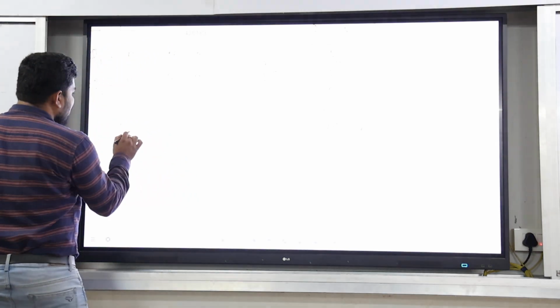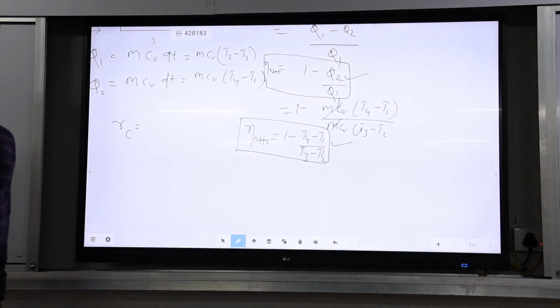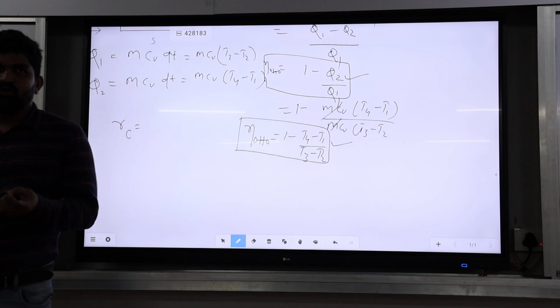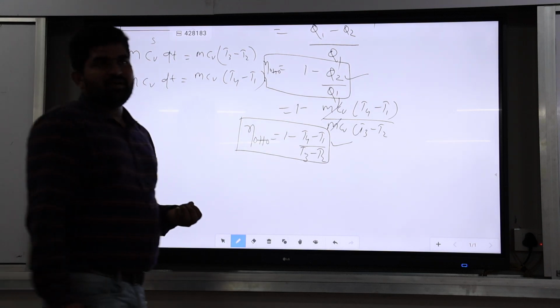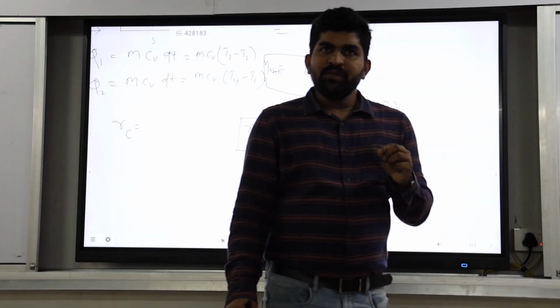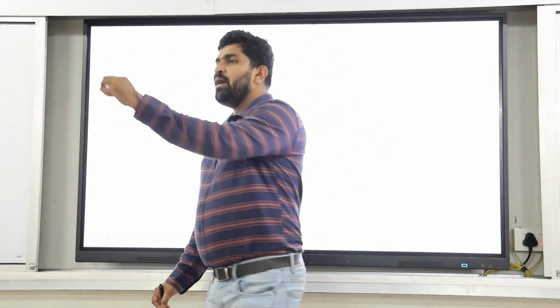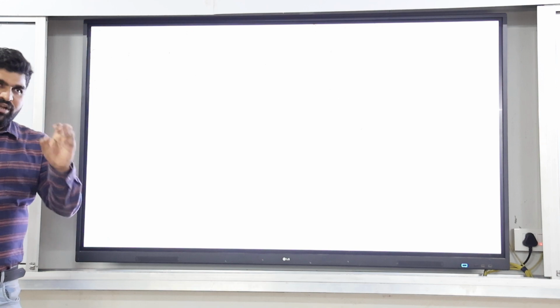By using the compression ratio. So what do you mean by compression ratio? Compression ratio is denoted by rc. Compression ratio is nothing but the volume at the beginning of compression to the volume at the end of compression, that means V1 divided by V2. So in terms of compression ratio, what is the cycle efficiency?